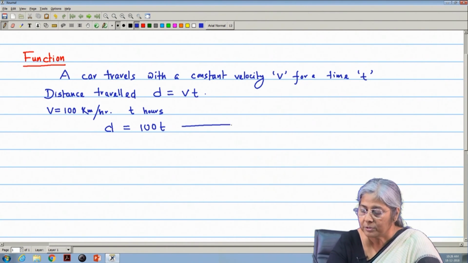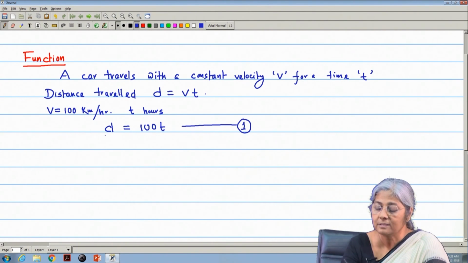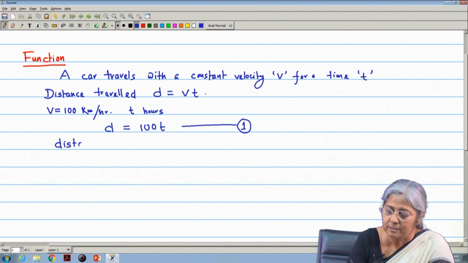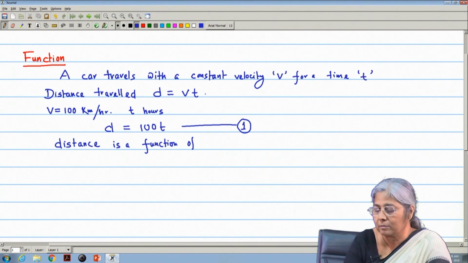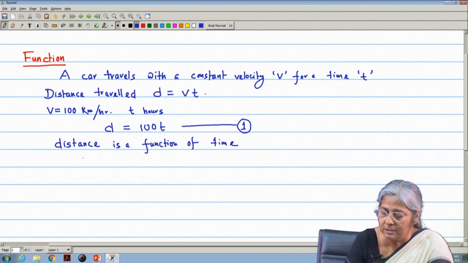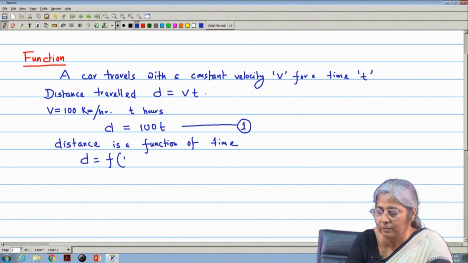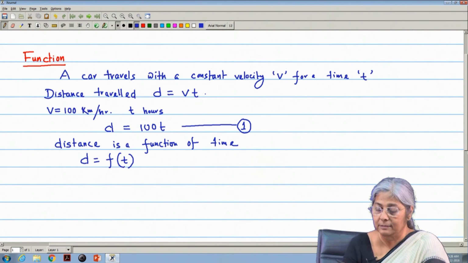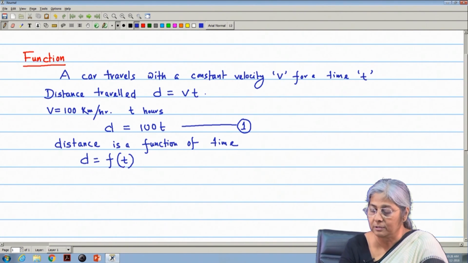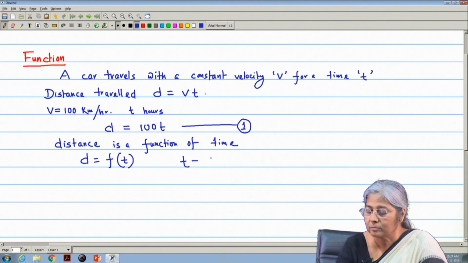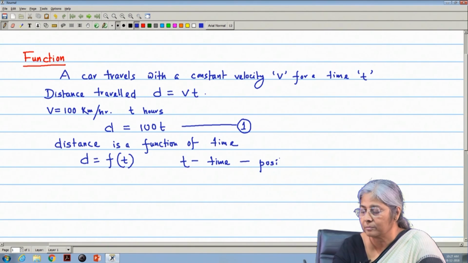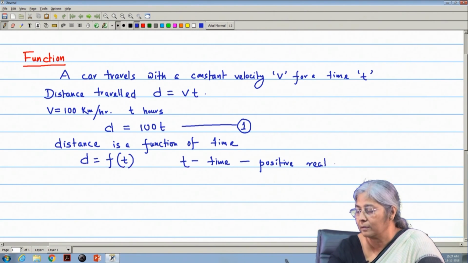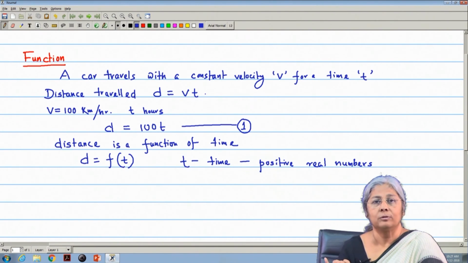Now, this is equation 1, and we know that distance is a function of time. That means d is a function of t. Normally we write d is a function of t. What do we actually mean by this? Now, say I take different values of t. Since t is time, t can be some positive real number. So, I take positive real numbers, but initially I am taking only integer values.